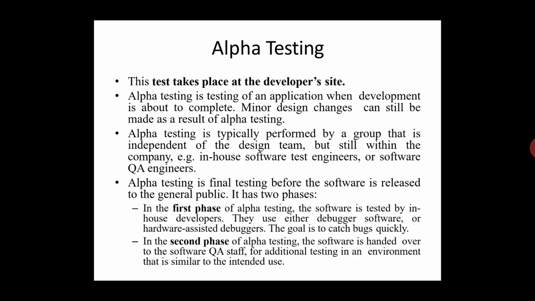It has two phases. In the first phase of alpha testing, the software is tested by in-house developers. They use either debugger software or hardware system debuggers, and the goal is to catch bugs quickly. In the second phase, the software is handed over to the software quality assurance staff for additional testing in an environment that is similar to the intended use.